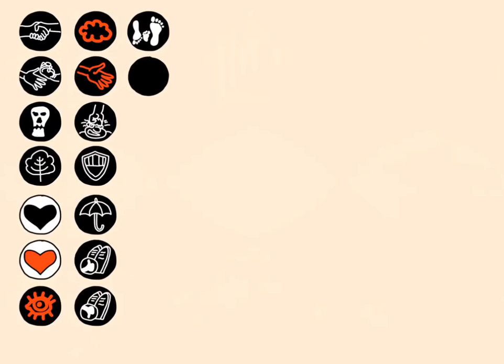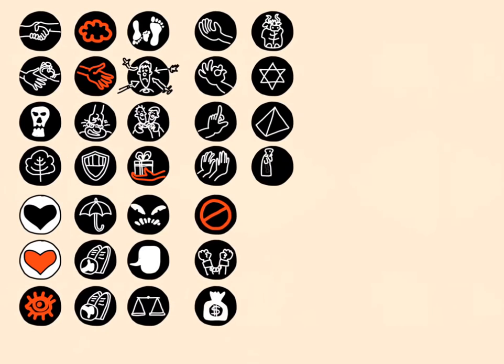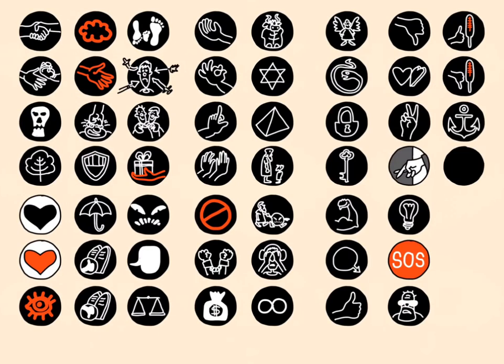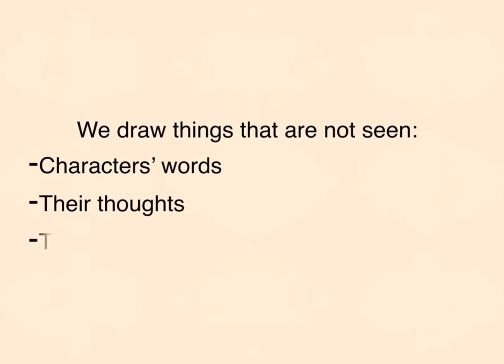We created 53 symbols and signs that help us on the way to our goal. Let us see a few examples of how it works. We draw not only the things seen, such as David running towards Goliath with a slingshot in his hand, but also things unseen, such as words, thoughts, and feelings of the Bible characters. So symbols are very helpful.